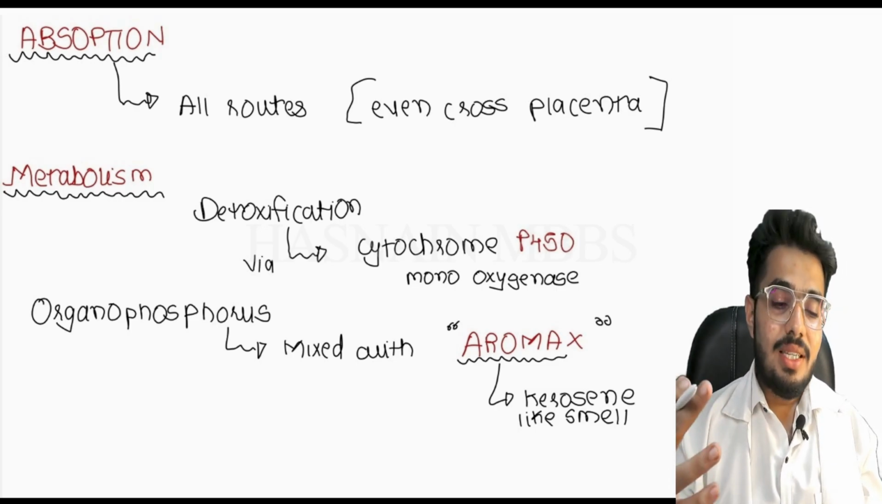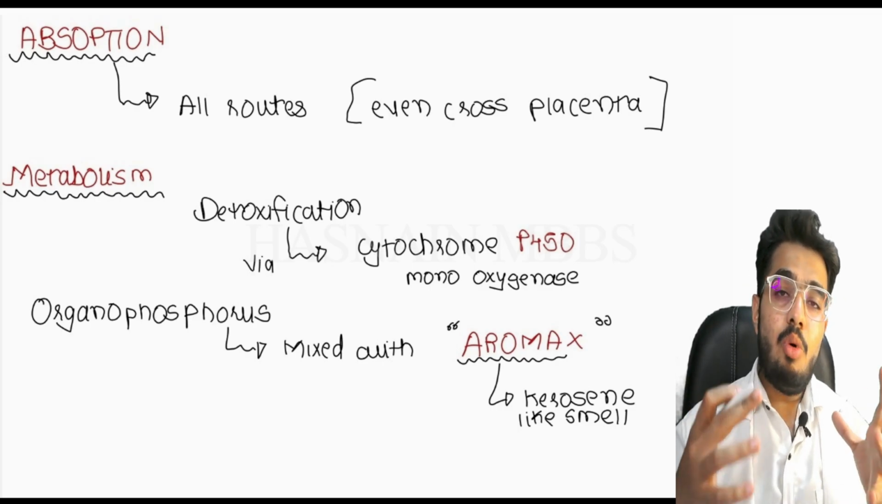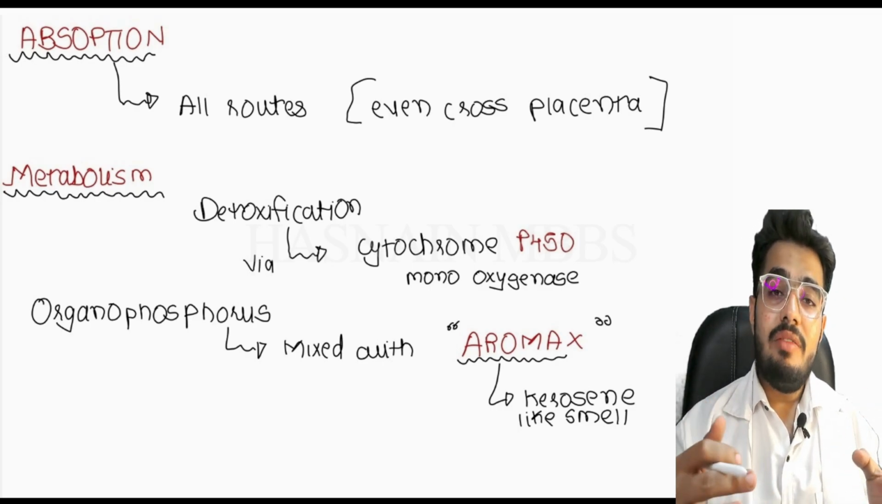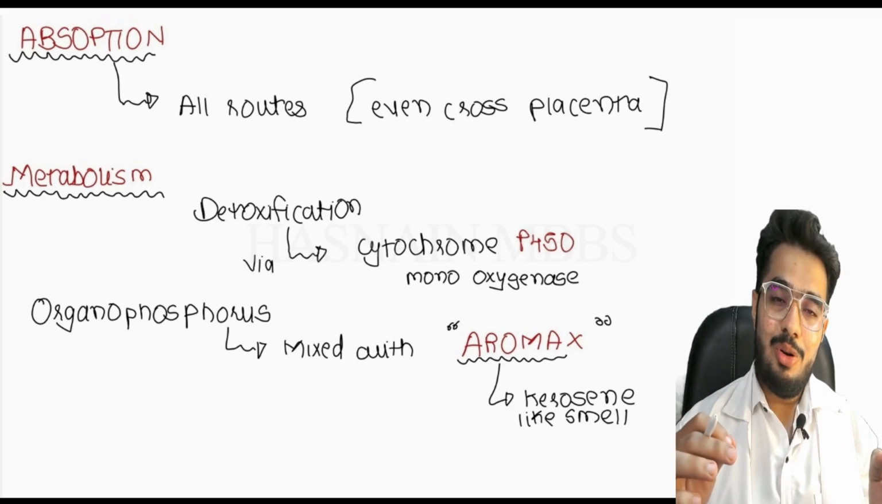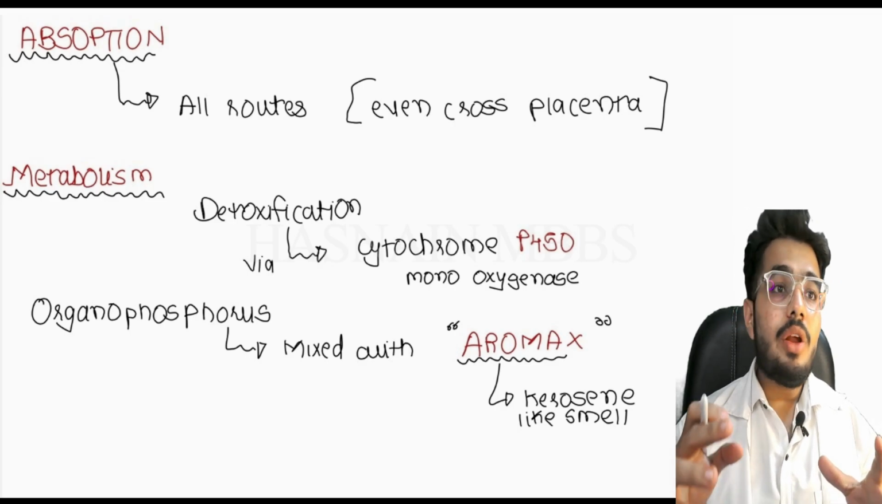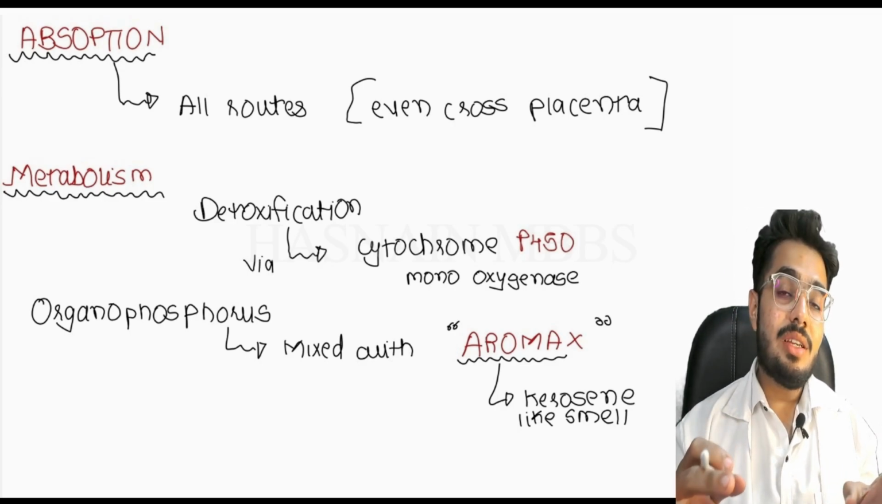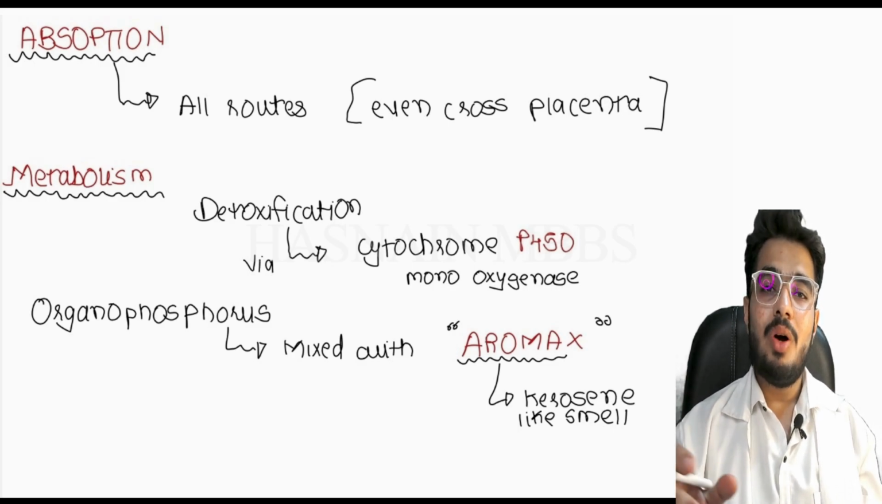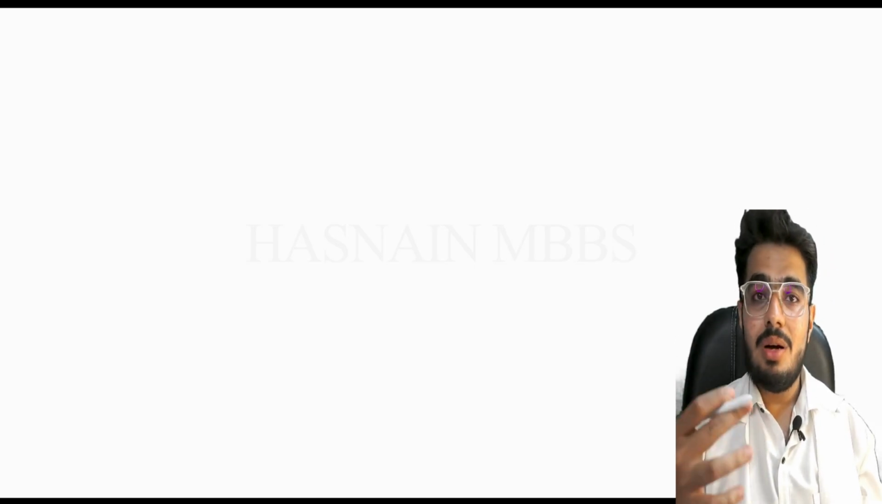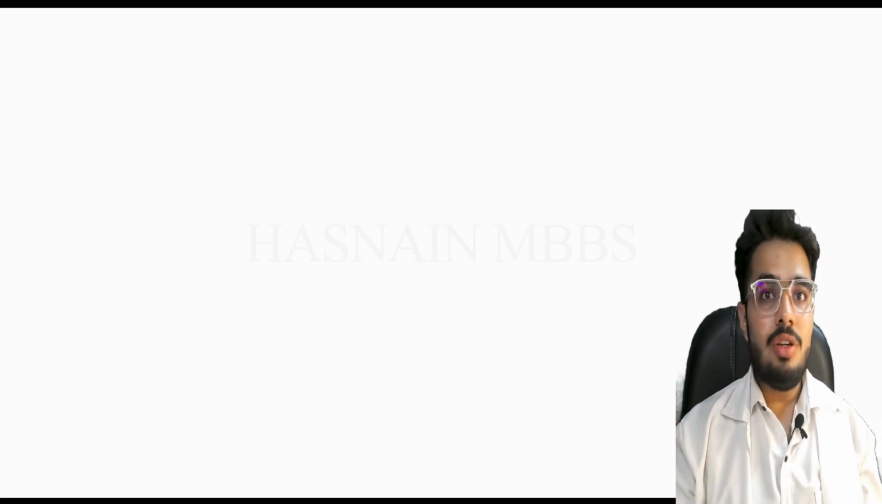Secondly, once it gets absorbed, our body will try to detoxify it. Our body will use the enzyme cytochrome P450 monooxygenase to detoxify it. Organophosphorus compounds are mixed with a chemical called aromatics. These give organophosphorus compounds a typical kerosene-like smell. Now we have understood it gets absorbed through any route and how it gets metabolized. Now once it enters our body, what is the action of this compound?